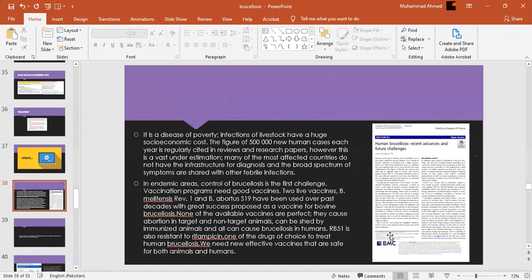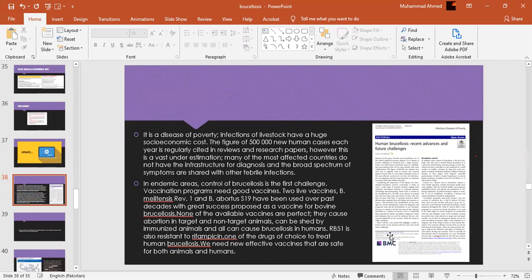Now we come to updates. According to one study, it is a disease of poverty. Infections of livestock have a huge socioeconomic cost. The figure of 500,000 new human cases each year is regularly cited in reviews and research papers. However, this is a vast underestimation. Many of the most affected countries do not have the infrastructure for diagnosis, and the broad spectrum of symptoms is shared with other febrile infections.